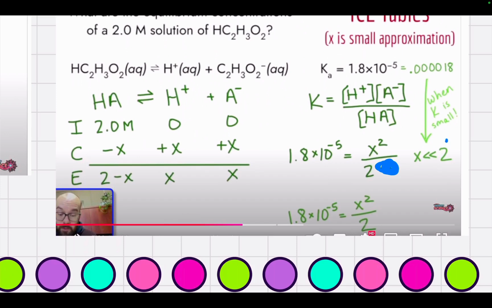Sometimes I would probably write that we are assuming that the X is much, much less than the molarity. Because the Ka is so small, this acid isn't really going to break up too much. The equilibrium lies to the left. So the small amount of change that we get, that is going to reduce down from the 2 molar that we start with, is essentially negligible.